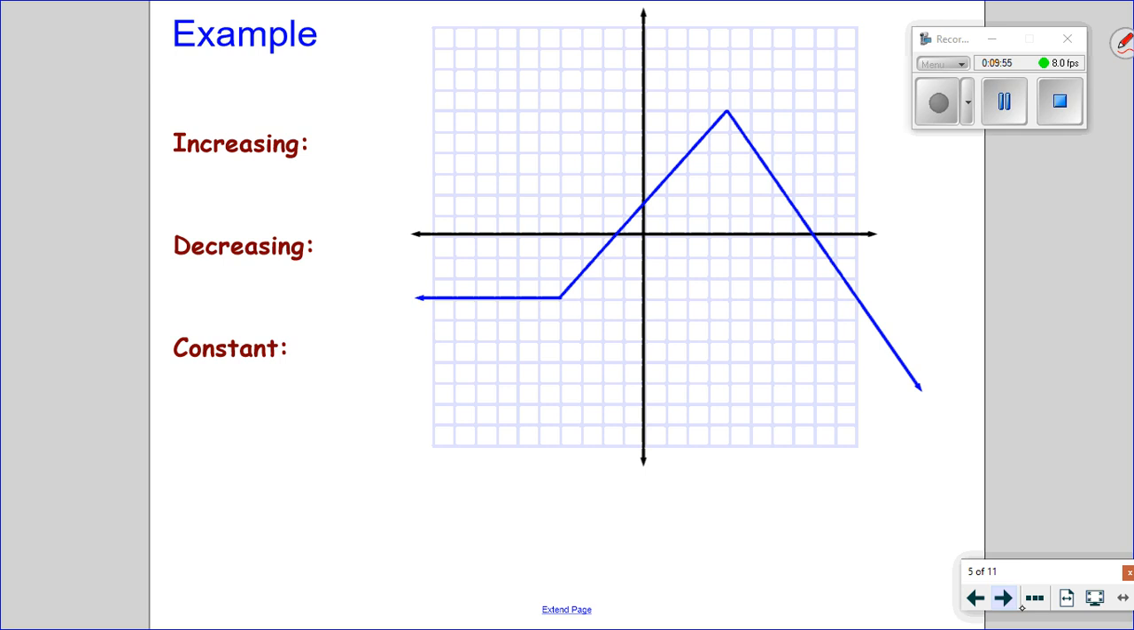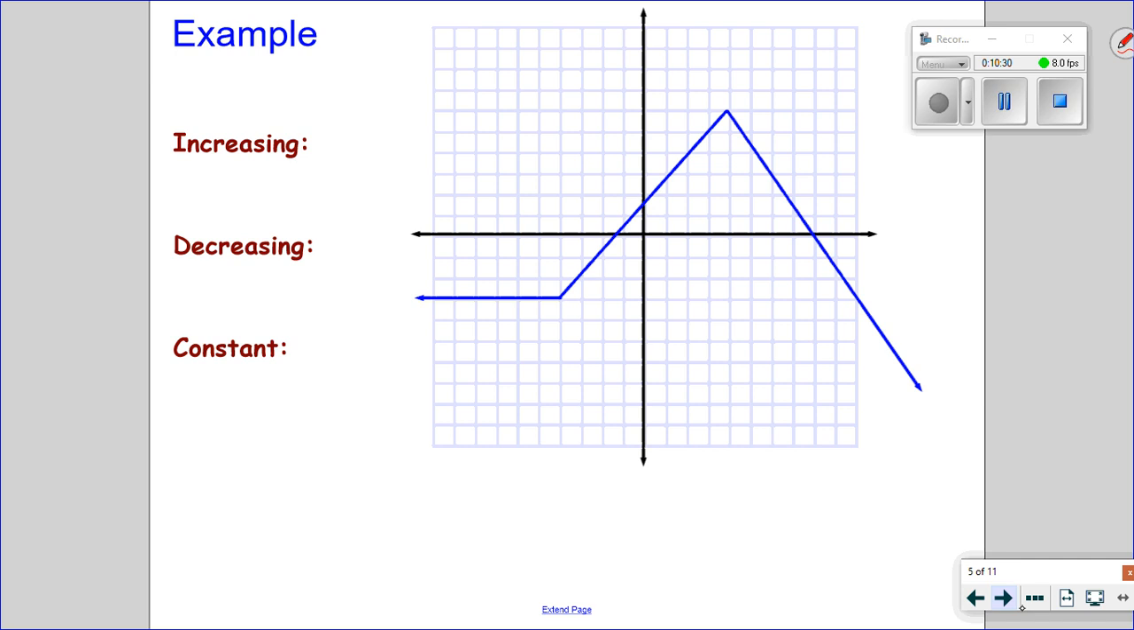So let's say we want to find the intervals where this function is increasing, decreasing, and constant. Okay, now here's the thing. We read the graph from left to right along the x-axis, okay? So when you're writing intervals of increase, decrease, and where the function is constant, you want to use x values, not y values, okay? So for instance, I always like to start at the left and read it from left to right.